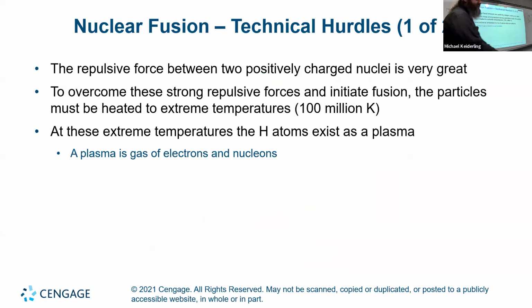Now, nuclear fusion is hard because you're slamming 2 positively charged nuclei together. They don't want to be together. The repulsive force between positively charged nuclei is very great. To overcome that repulsive force and initiate fusion, you have to heat them to incredibly high temperatures, like 100 million Kelvin. At these temperatures, the hydrogen atoms exist as a plasma, a gas of electrons and nuclei. So it's not that hard to cause fusion on Earth, but to get more energy out than you put in is hard.